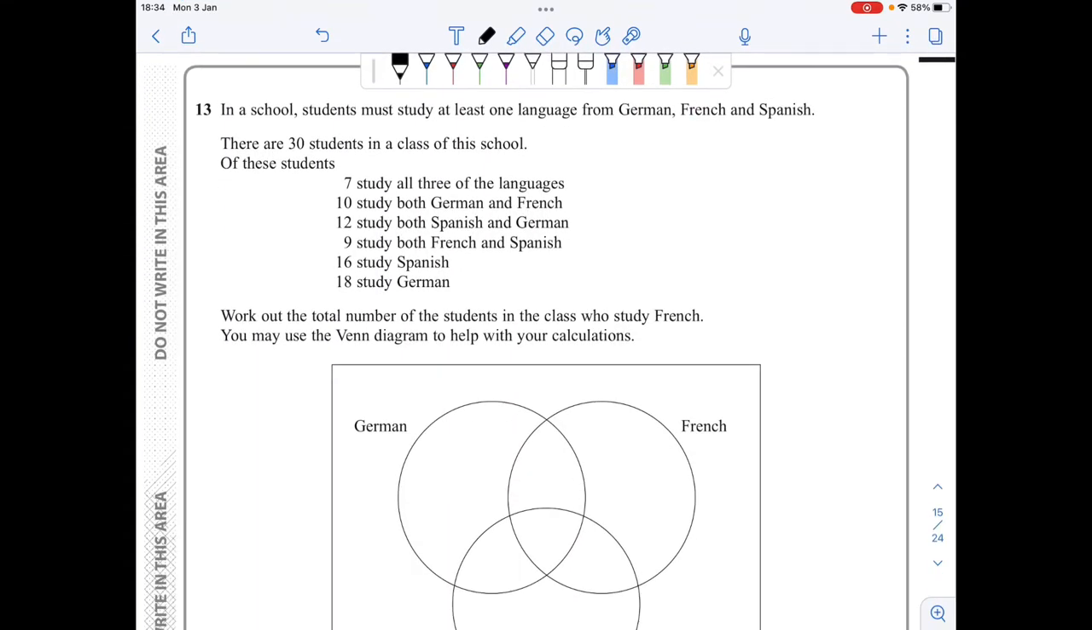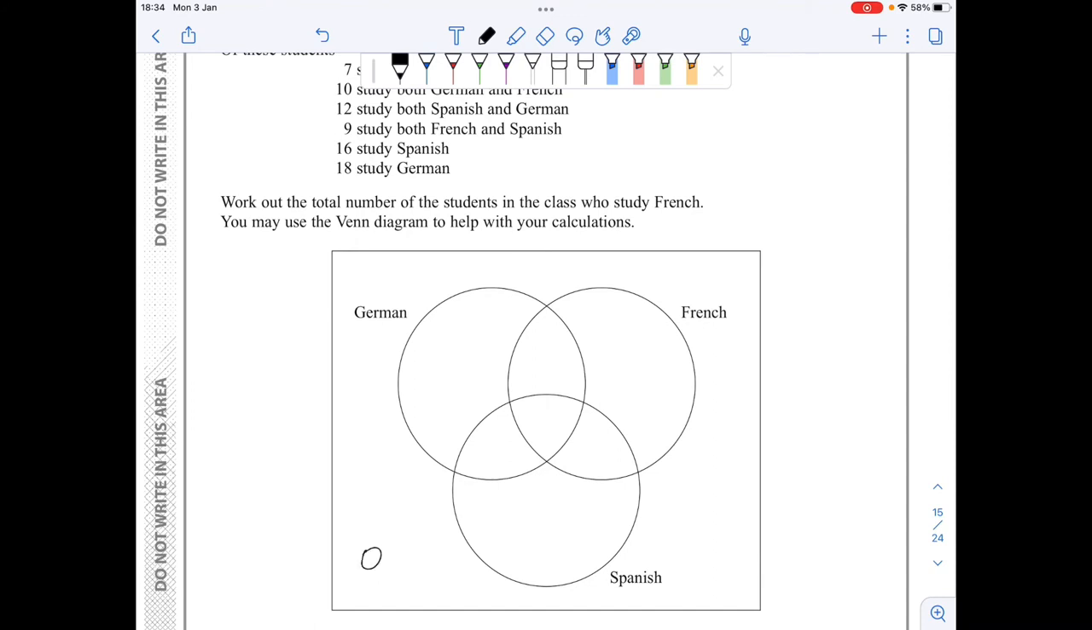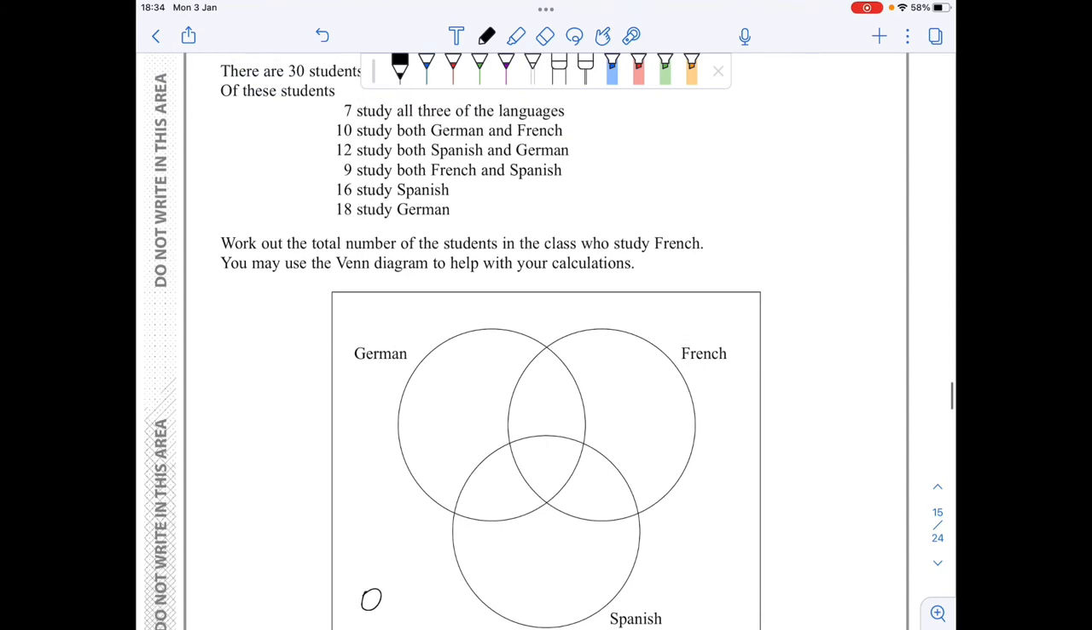Now for question 13, note that at least one language is being studied, so the outside region is 0. And then to complete the diagram, I'll start with the triple intersection. So I've got a 7 at the center. Then I'm being told that German and French, I've got 10 students, so this region is 10 minus 7, which will give me 3. Then 12 study both Spanish and German. So this is 12 minus 7, which is 5.